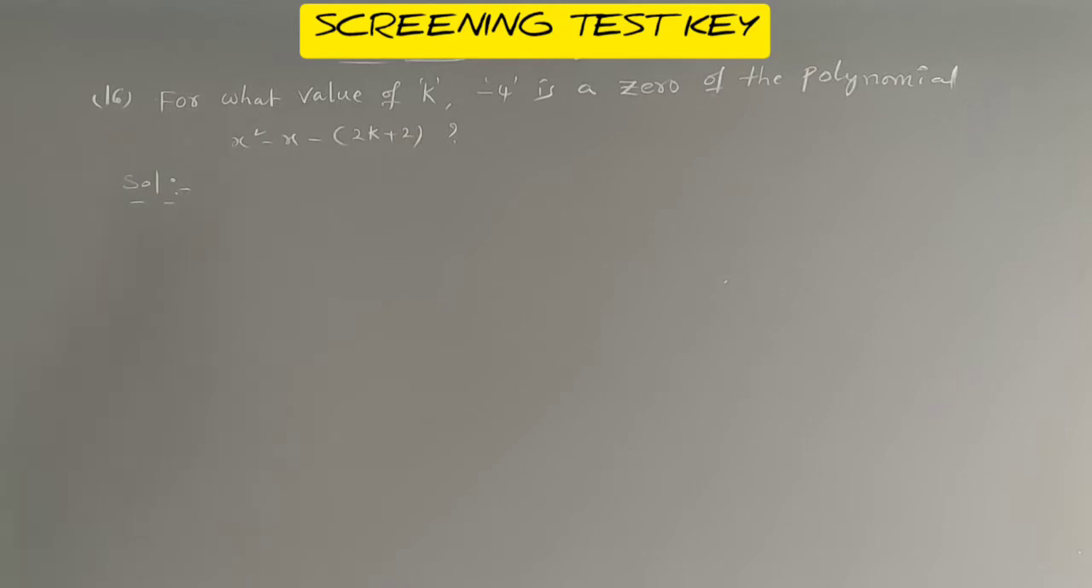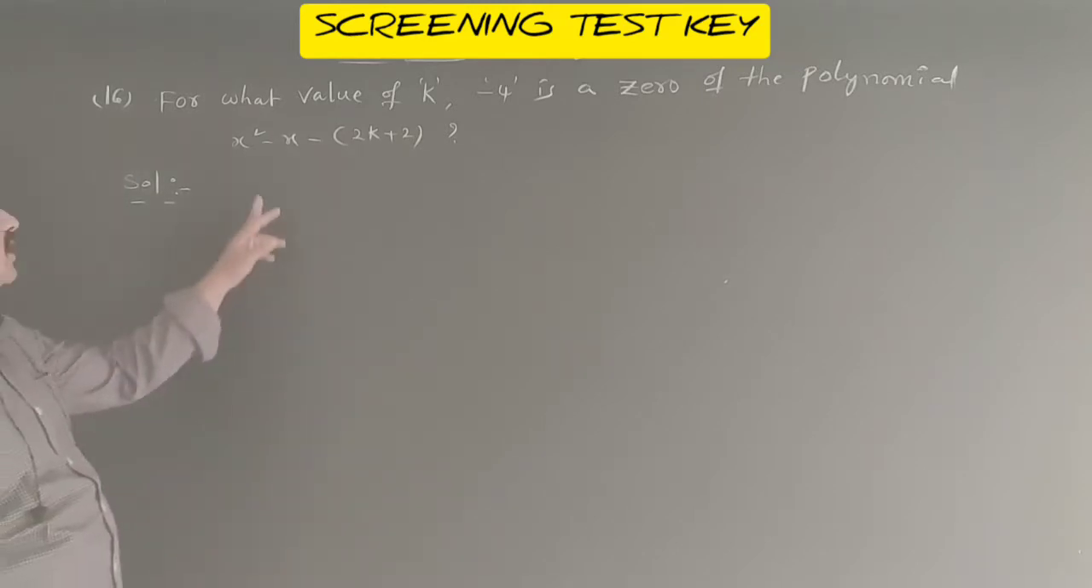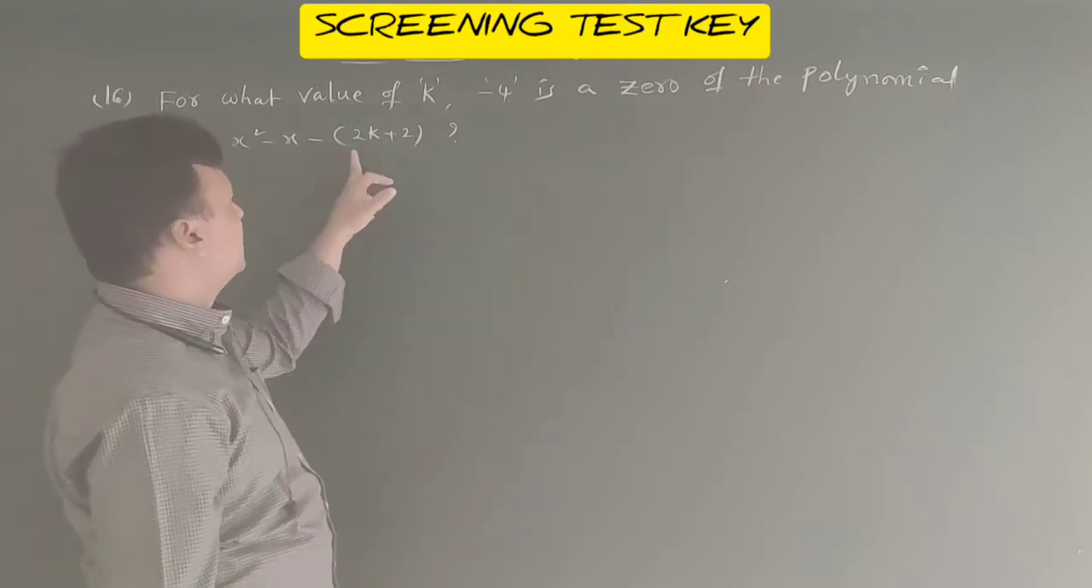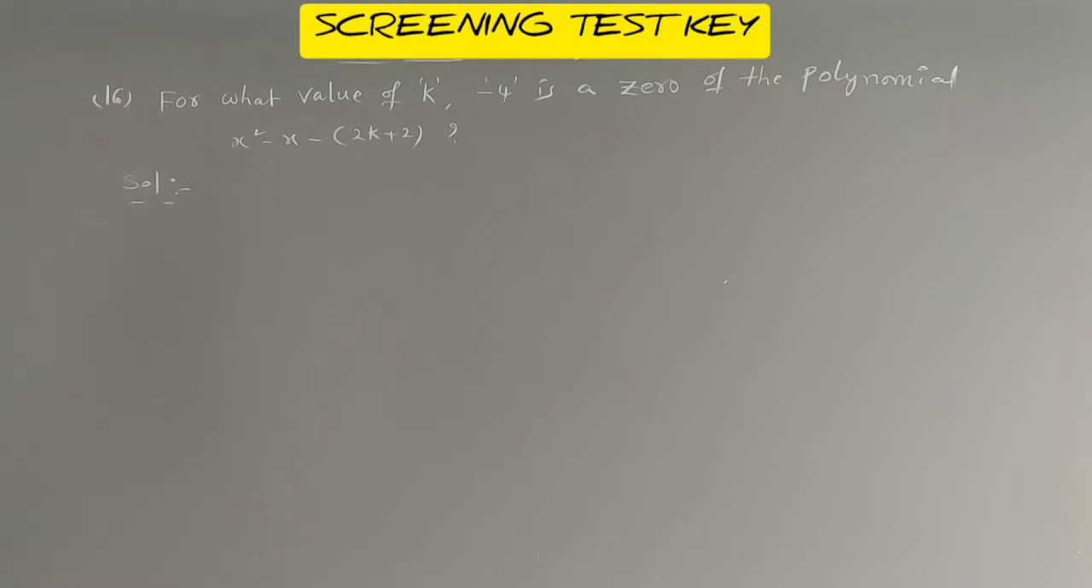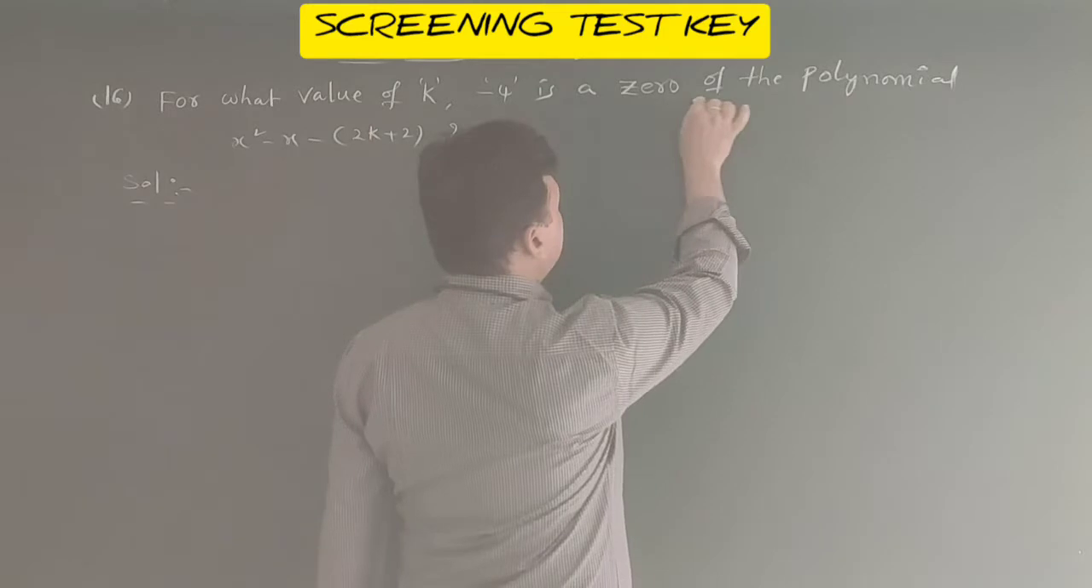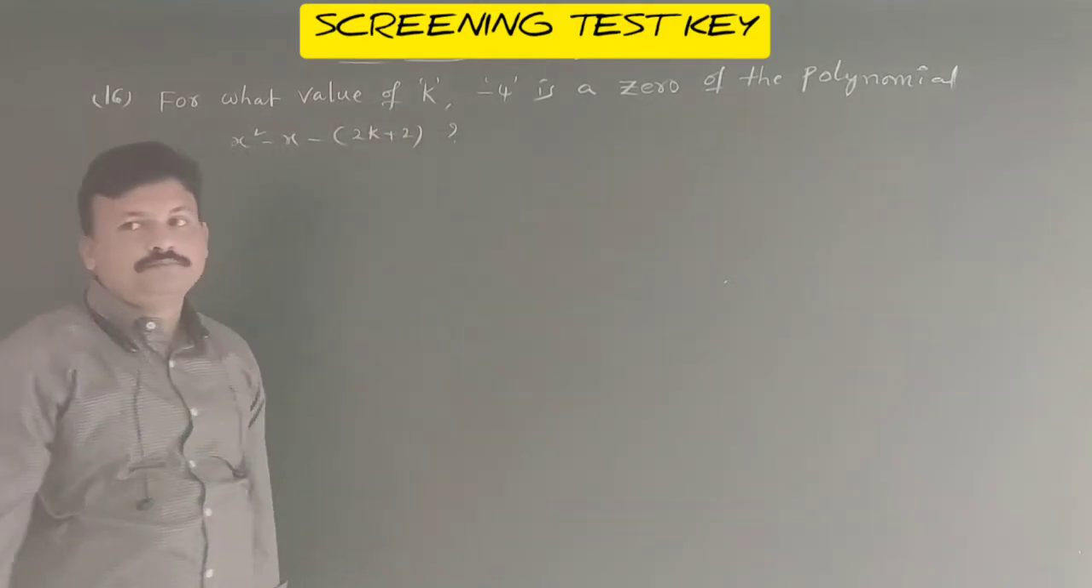For what value of k is minus 4 a zero of the polynomial x square minus x minus of 2k plus 2 is given. First of all, let us know what is the difference between zeros and roots.